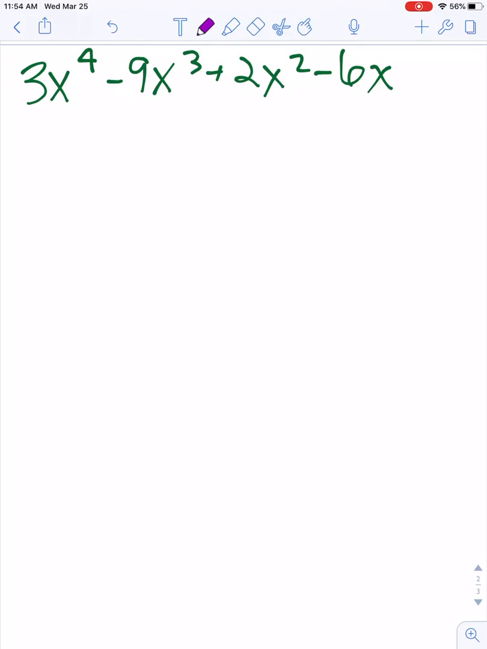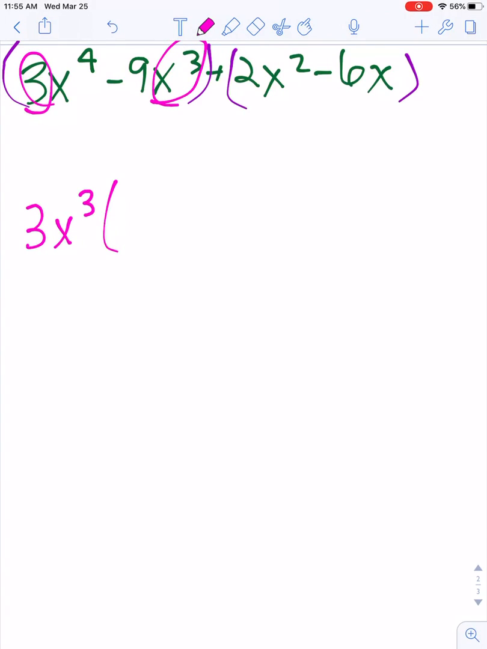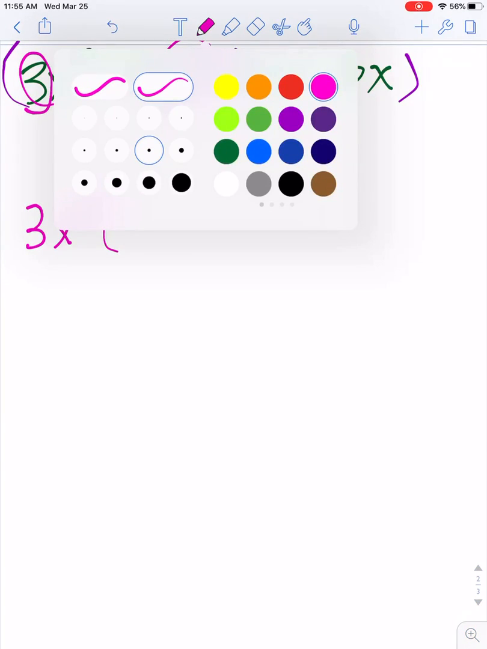So step 1, have it in standard form. Check. Step 2, put parentheses around your first 2 and your last 2. Check. We made our groups. Step 3, remember, is factoring out your greatest common factor. So that's going to be, for my first set of parentheses, my greatest common factor is going to be a 3 because that's my leading coefficient. My smallest power of x is an x cubed. So then I'm left with a 3x cubed on the outside.